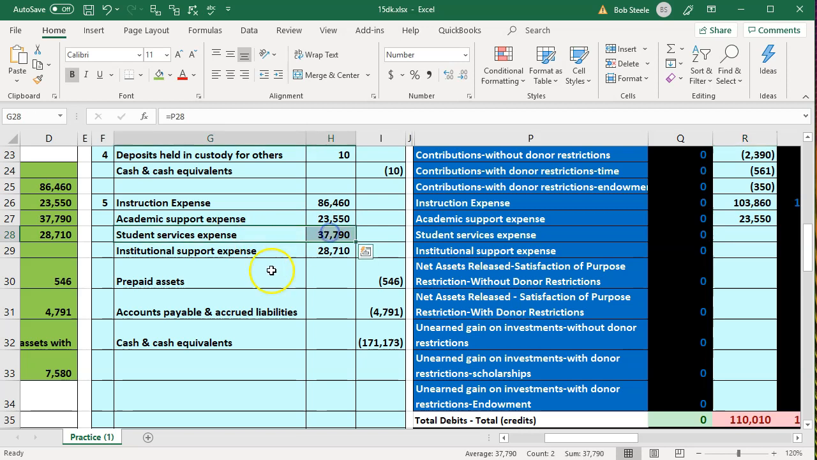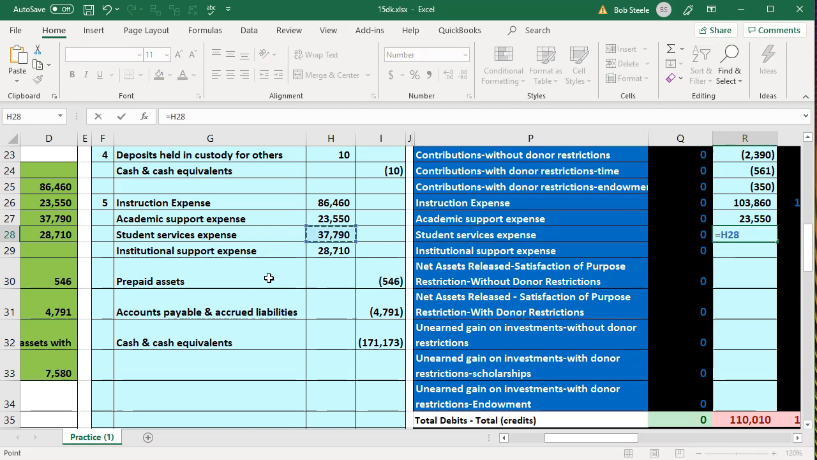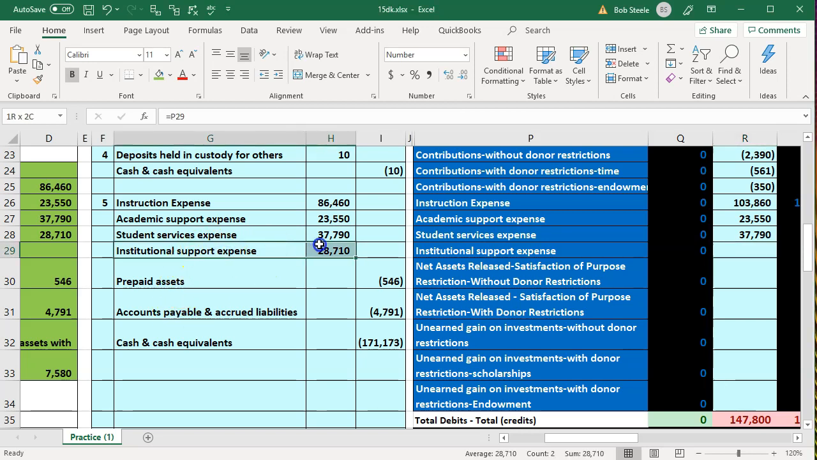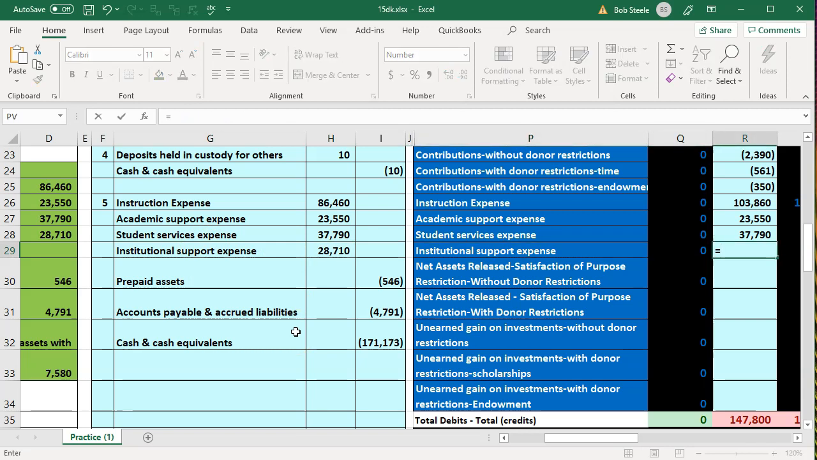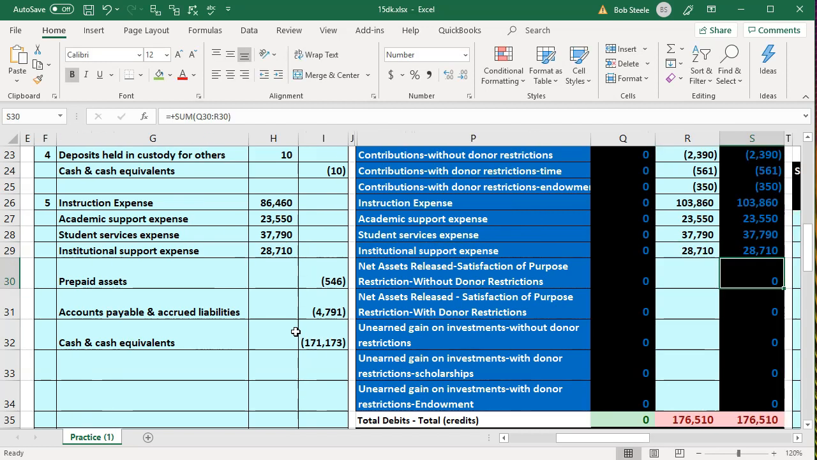Next, we have the student services expense. So student services expense in R28 equals the 37,790, and enter. Then we have the institutional support expense. So the institutional support expense is going to be in cell R29. R29 equals, scrolling to the 28,710 and enter.